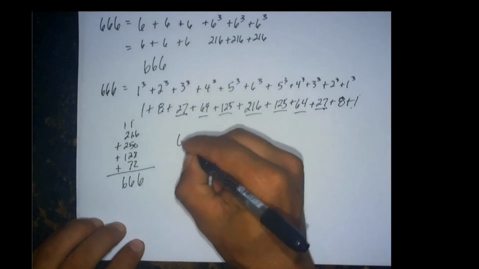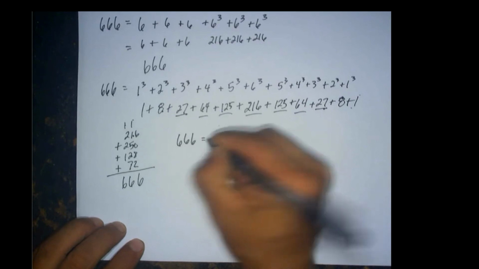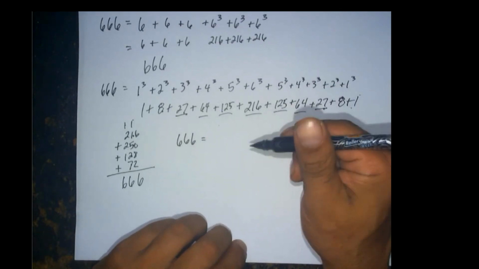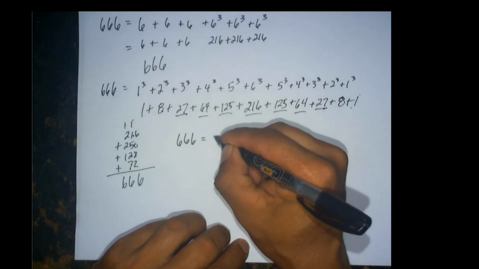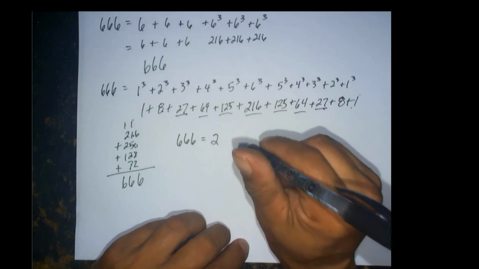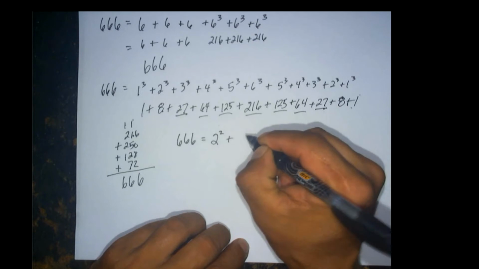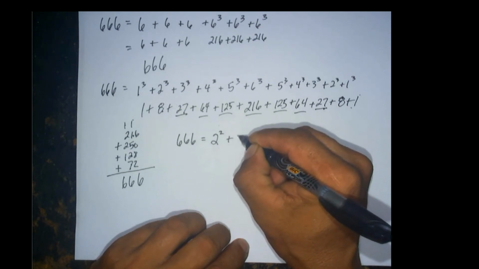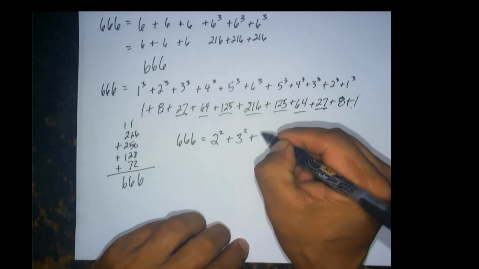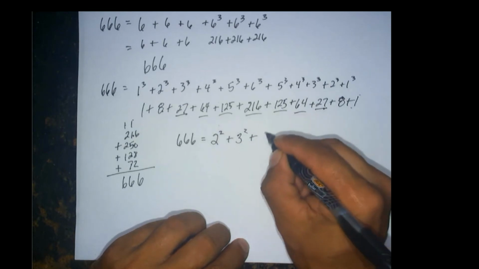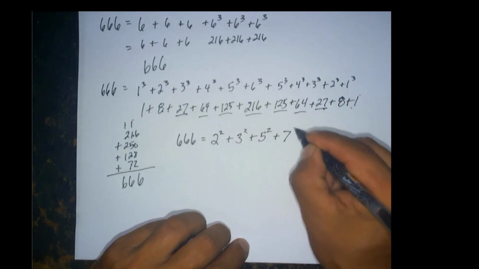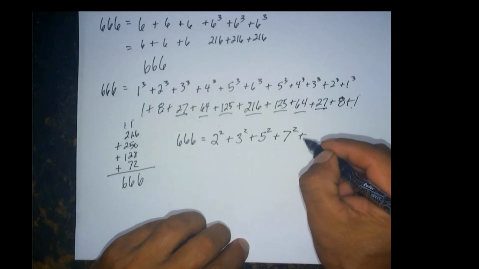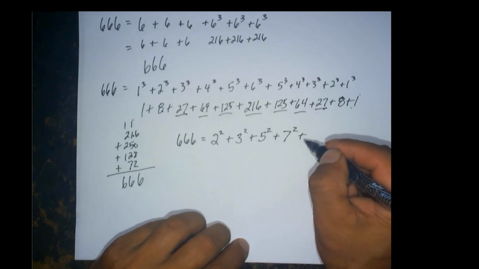You're going to have to review. This is a review for you. What's the first prime number? The first prime number is 2. 2 squared, plus the next prime number, 3. Plus the next prime number, 5. Plus the next prime number, 7. Plus the next prime number, 9. Wait, 9 is 3 times 3, that's not right.